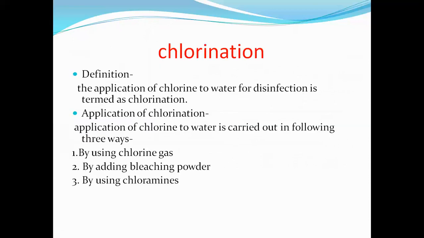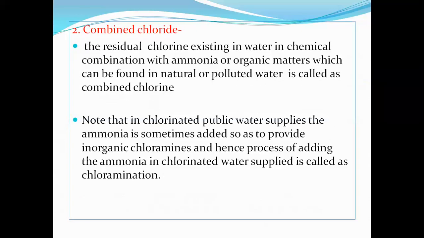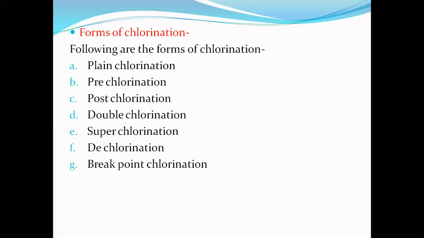After disinfection, the next process is chlorination. What is chlorination? It is the application of chlorine to water for disinfection. There are three forms of chlorine: free chlorine, combined chlorine, and total chlorine. After that, we had discussed the limits of residual chlorine. Then we had discussed the forms of chlorination.